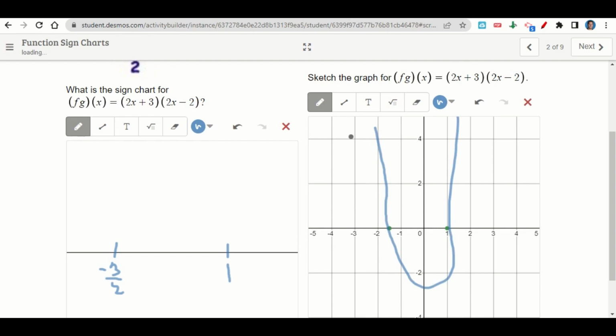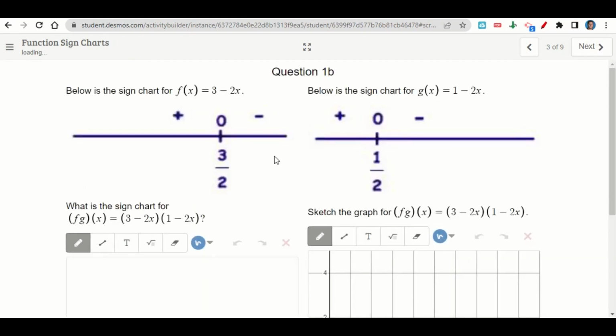And then we can see that we start positive on this side. Then at negative 3 halves, we're here, we cross at 0. And then we go negative. And then at 1, we're back at 0. And then we go back positive. So then we'll go ahead and click next. We're going to do that for each of these.